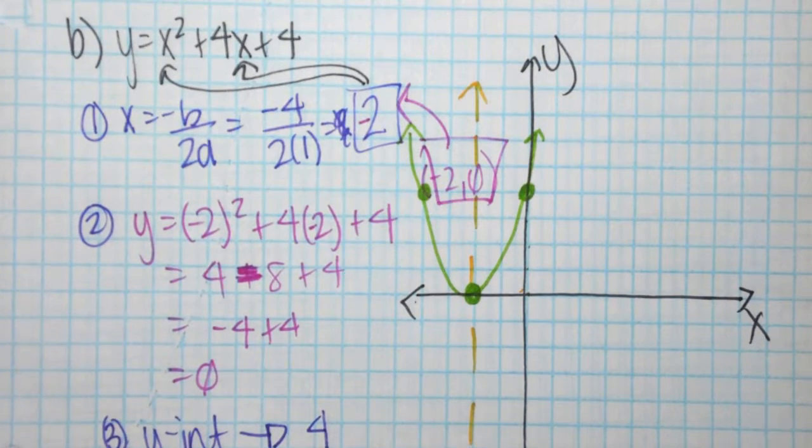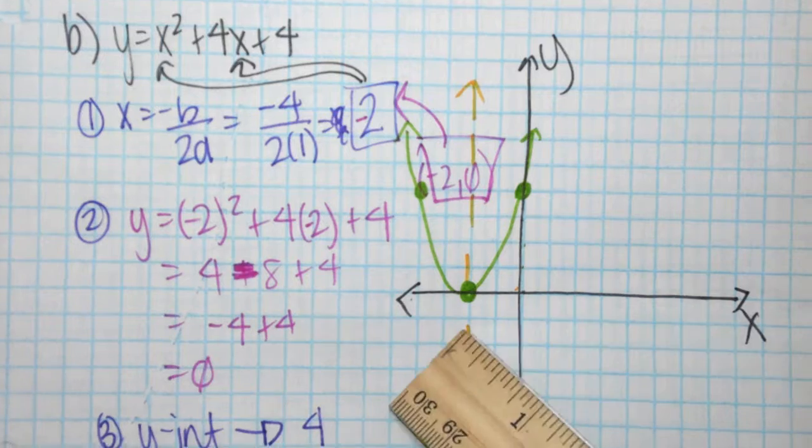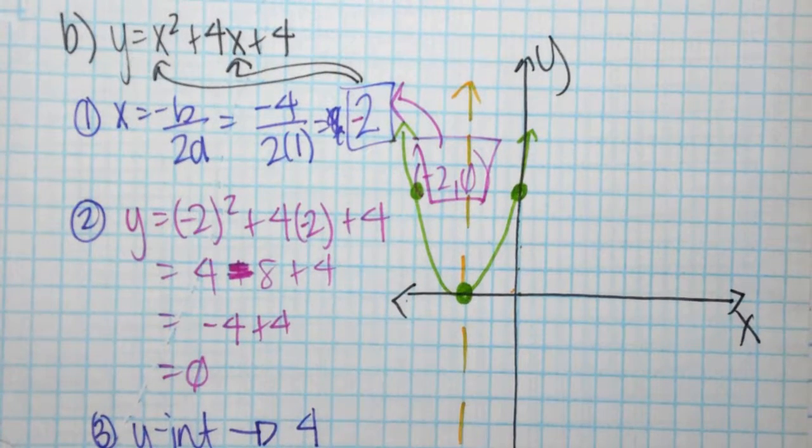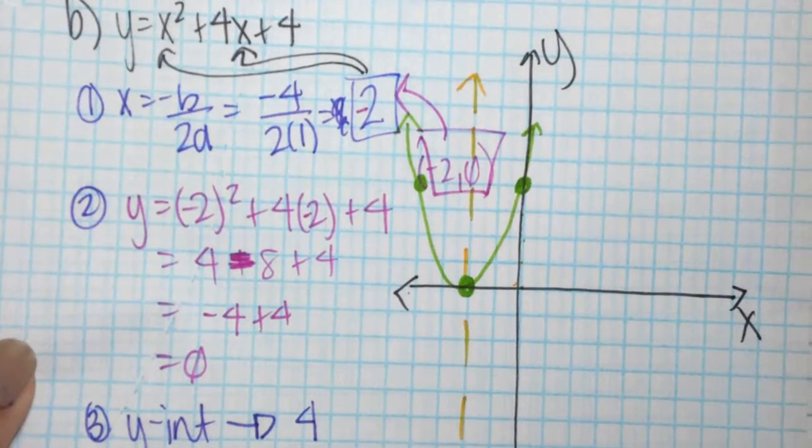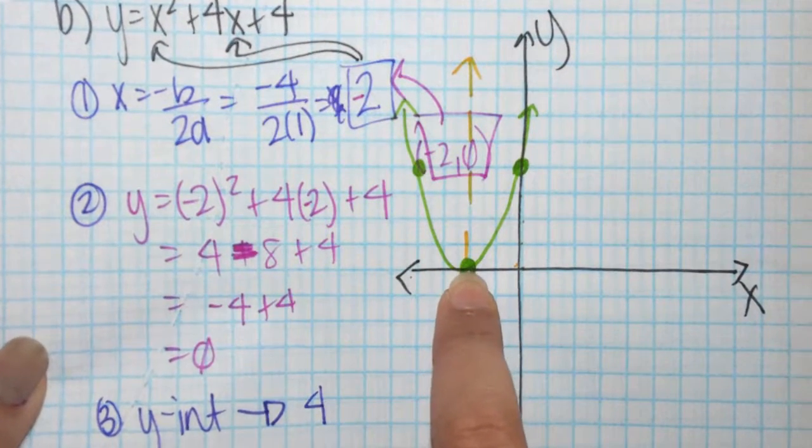Your roots are any point that crosses the x-axis. We just have 1 that crosses the x-axis this time. It does, because it still crosses the x-axis.